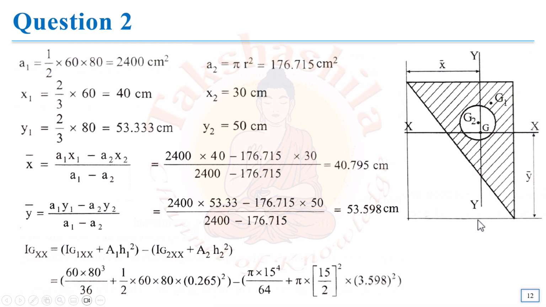So I have to subtract 53.598, the distance from my x-axis to the centroidal x-axis, minus the distance from the x-axis to G2, which is 50. So it will give me 3.598. So that is what is written here, that much square. So this will give me the final moment of inertia of the shaded region about its own centroidal x-axis. So that will come around this much, 85330.45 centimeter raised to 4.